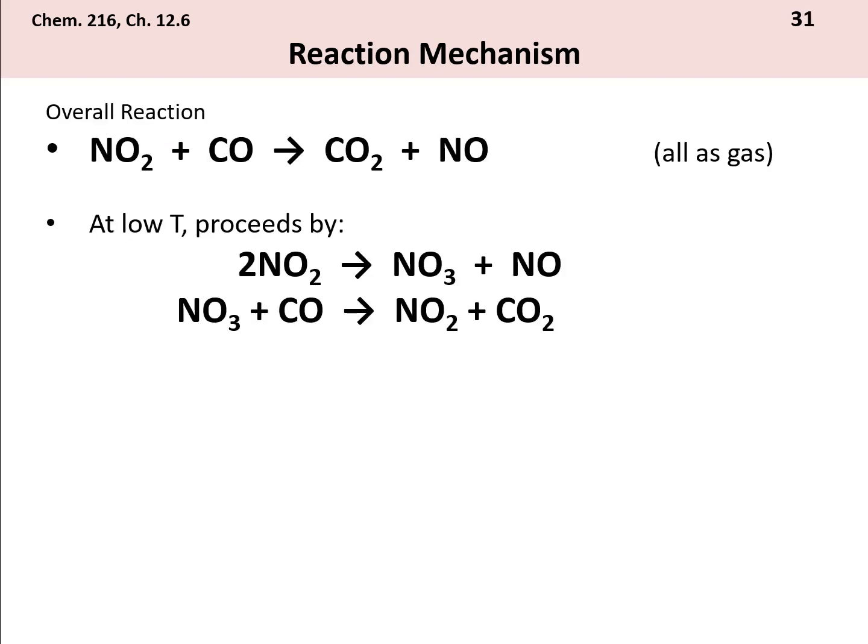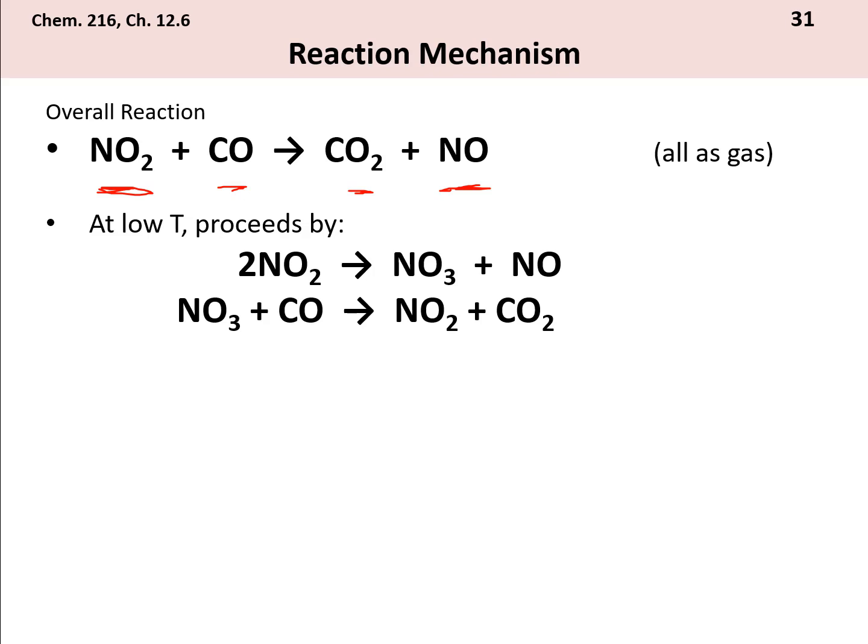Okay, so now let's go ahead and talk about some reaction mechanisms. Okay? All right, so let's say we have this reaction here. NO2 plus CO going to CO2 and NO. Okay? This reaction doesn't occur like this. It actually occurs in two steps. First, 2NO2 form NO3 and NO, and then that NO3 reacts with CO to form NO2 and CO2.